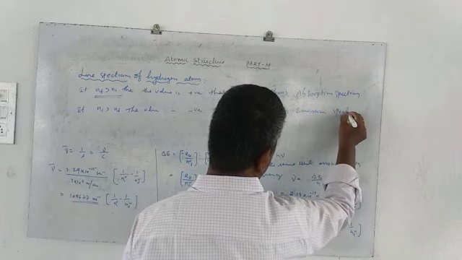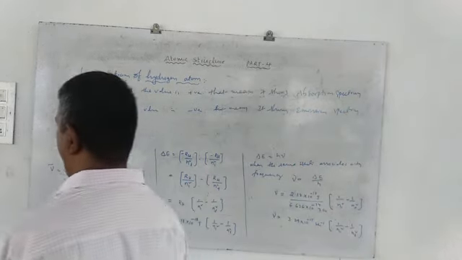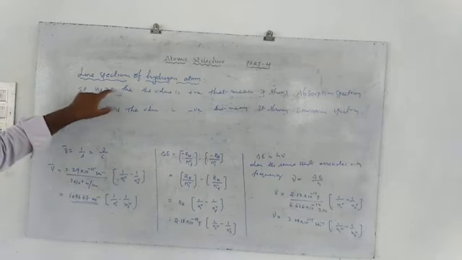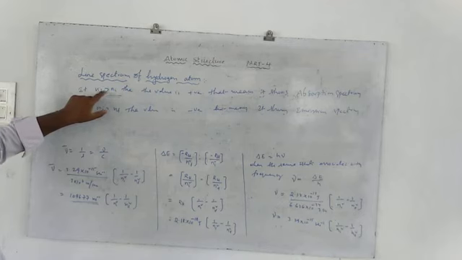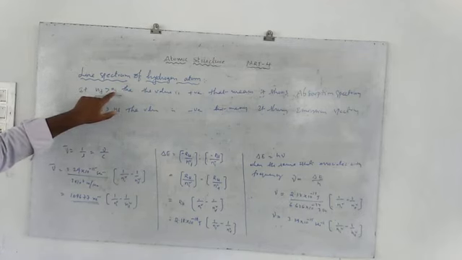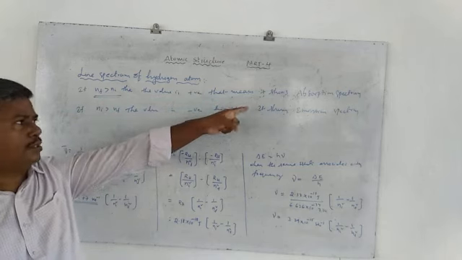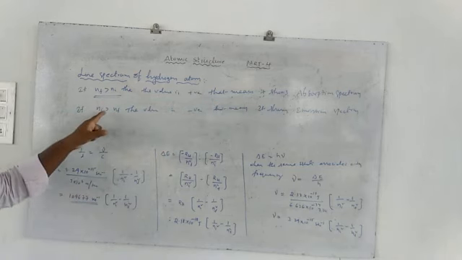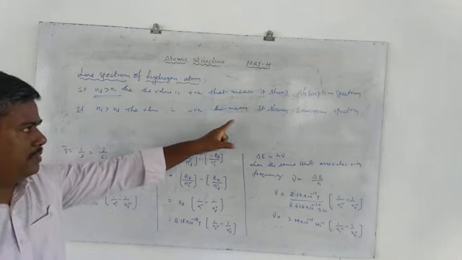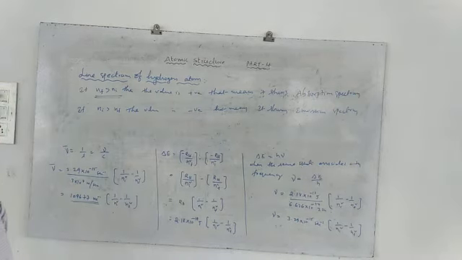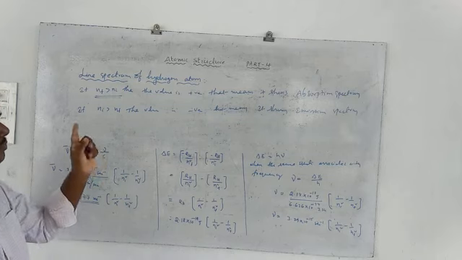Emission spectrum. So from the line spectrum calculations, we can easily find out when NF is greater than NI. That means the final state is greater than the initial orbit, then the value is positive, which means it shows the absorption spectrum. Whereas if NI is greater than NF, then the value is negative. That means it shows the emission spectrum. Clear?